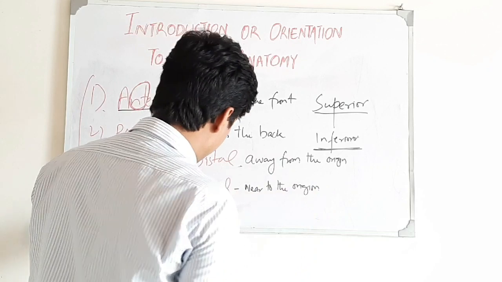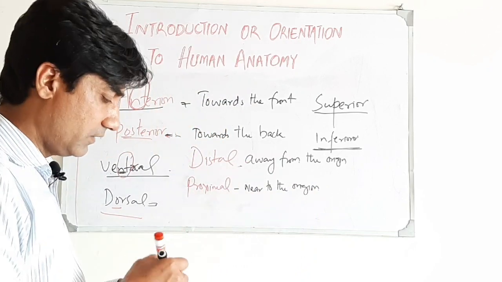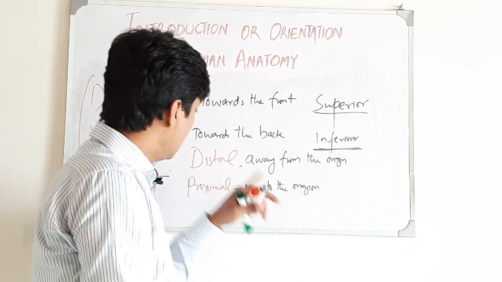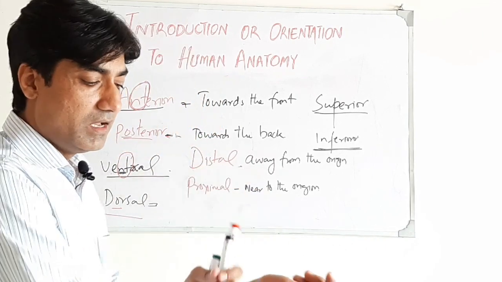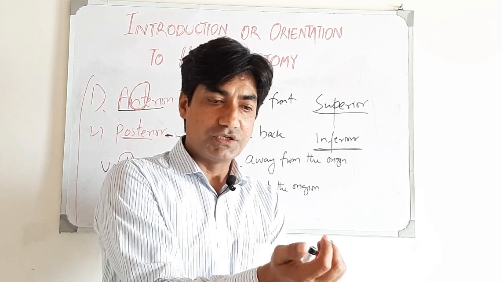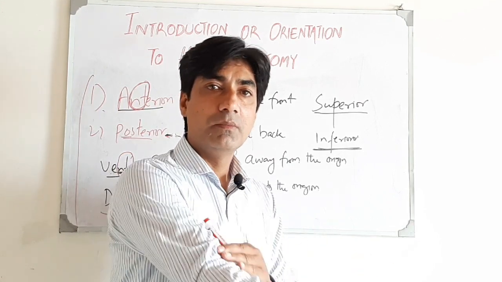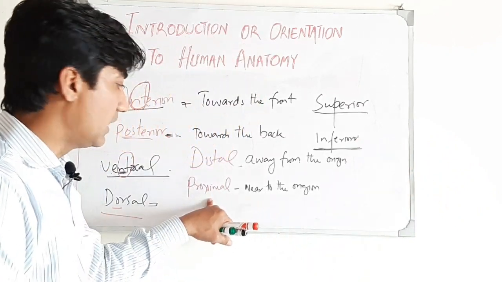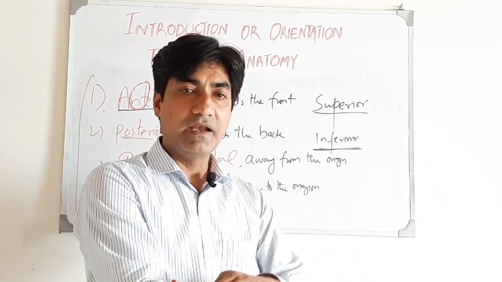Distal and proximal. So here is the elbow joint. This is the origin. And distal, what is distal? The wrist joint, the hand is distal to the elbow joint. And proximal, the ulna and radius is proximal to the elbow joint.